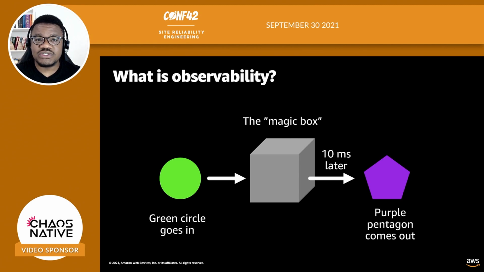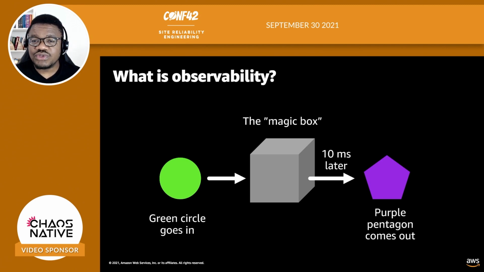The magic box works basically by taking in a green circle. The green circle goes in, and 10 milliseconds later, it spits out a purple pentagon. And that's how it works. There's a caveat here: the folks that developed this magic box have now left the business. They didn't deliver any documentation. And it's now left for you to manage this magic box 24/7 and also make sure it's running 365 days in the year.